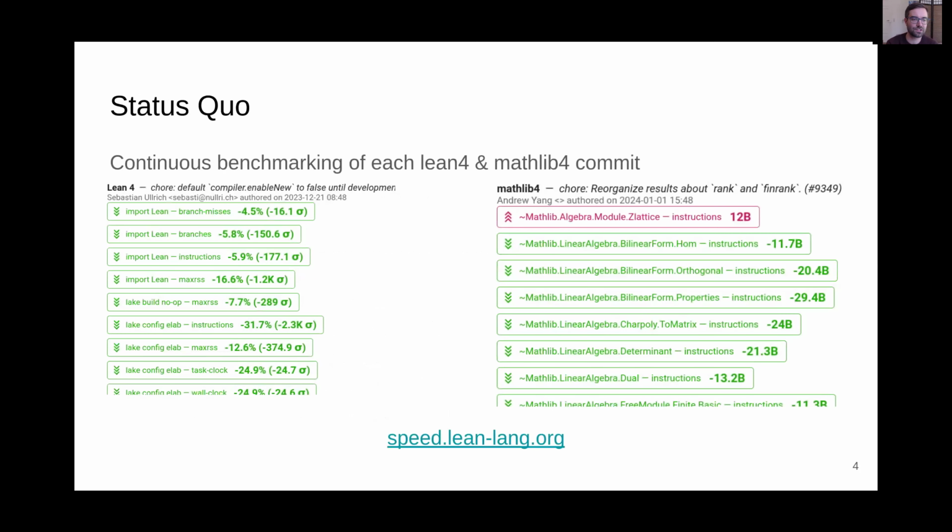So what is the current state of measurement in Lean? We have this website, speed.leanlang.org, that hosts two instances for the Lean4 and for the Mathlib4 repos, which I said we measure for each and every commit. And then, for example, you get these summaries that say, these metrics got slower, these metrics got faster, to give you a rough overview of what's happening. And that is also the output you get from the hash bench commands you can use in your PR.